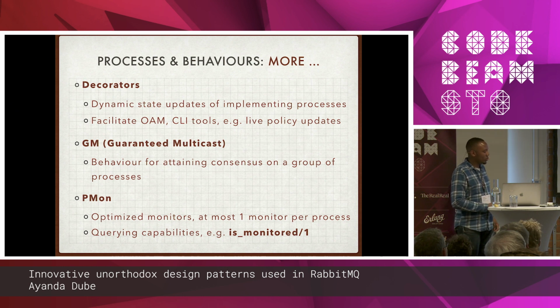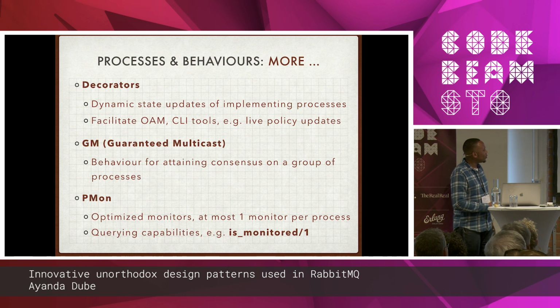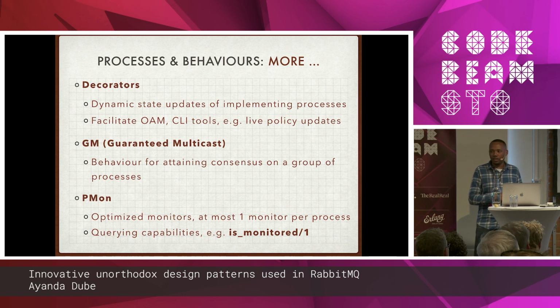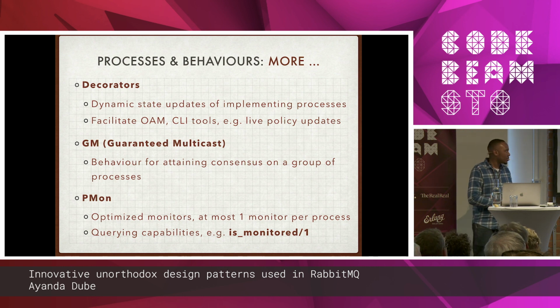So this is very useful because in Rabbit we can actually change policies and the way queues operate in runtime, right? And you've got the GM, which is basically a behavior for attaining consensus on a group of processes, which is soon going to be replaced by the Raft stuff, which Carl here is working on. And then you've got PMON, which you can use for optimized process monitoring, and you can also query processes on whether they're monitored or not. So these are things that you can just grab and reuse in your applications.